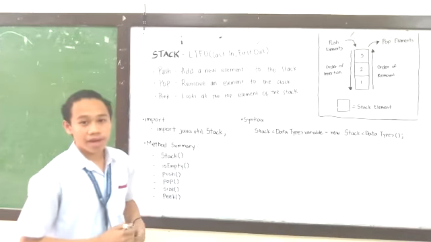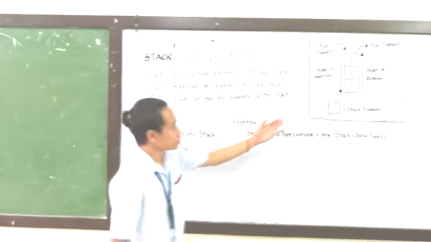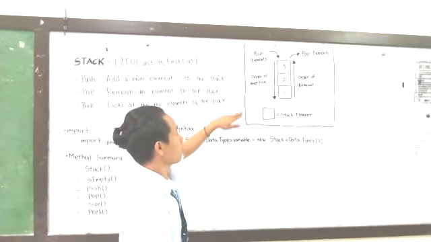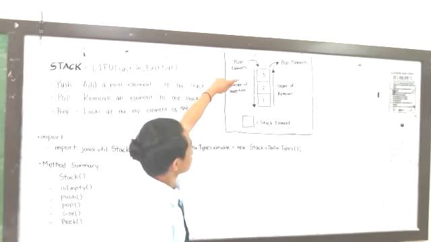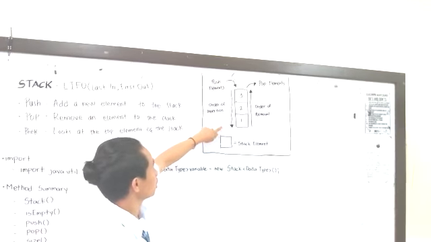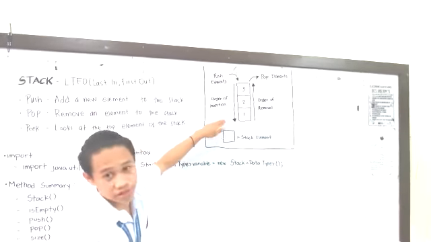So, to clarify things, we're going here to the visual representation of the LIFO. So, this arrow that is going down is the representation of the order of insertion.